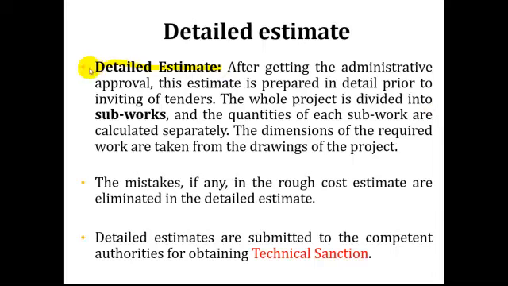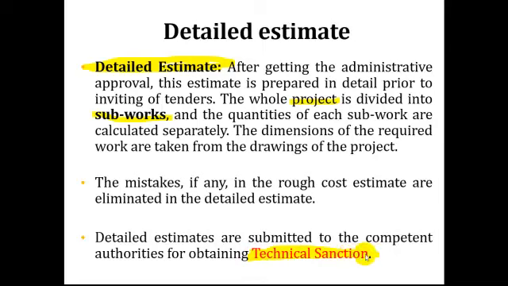Then we switch towards the detailed estimates. In the detailed estimate, the whole project we divide into subworks, and the quantities of each subwork are calculated separately. And then these quantities are submitted for taking the technical sanction.